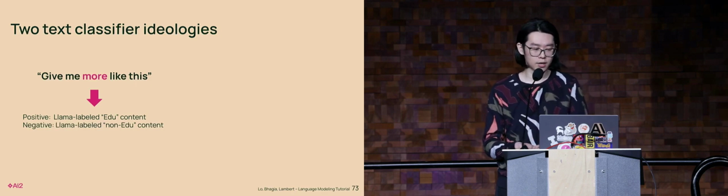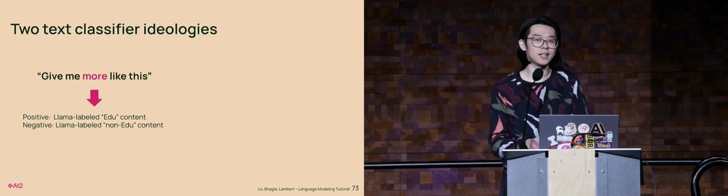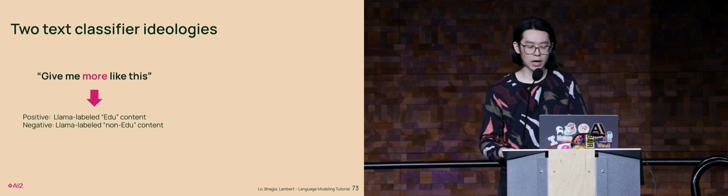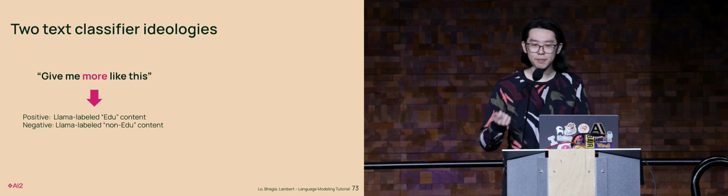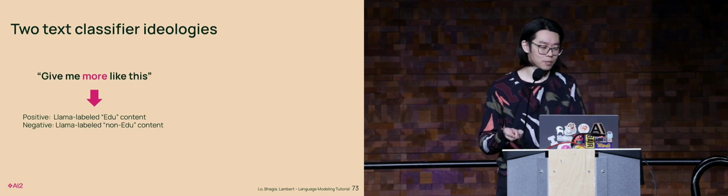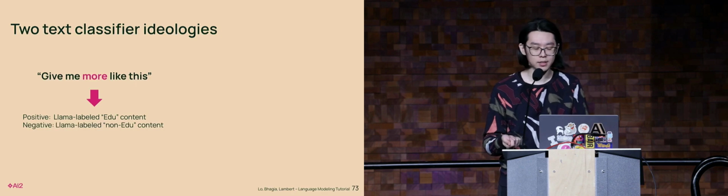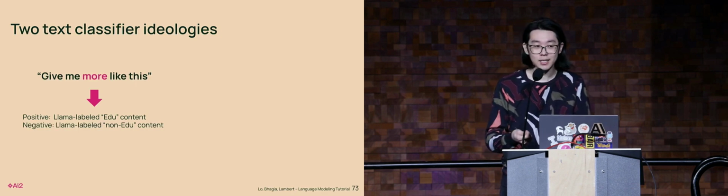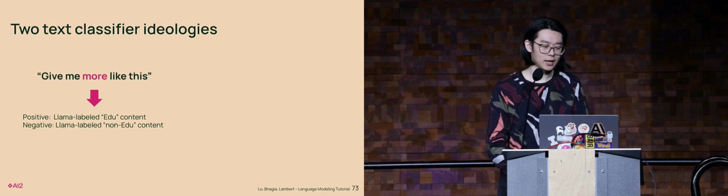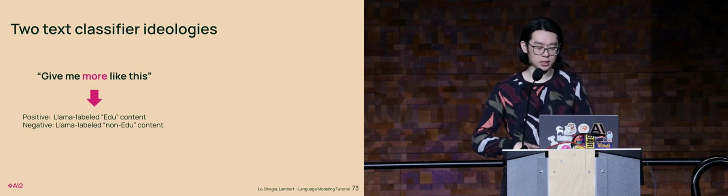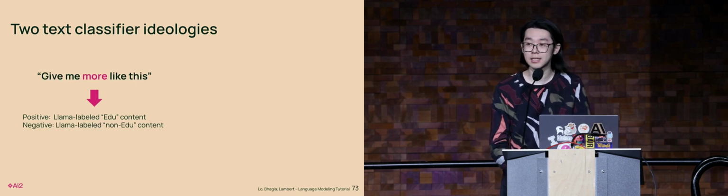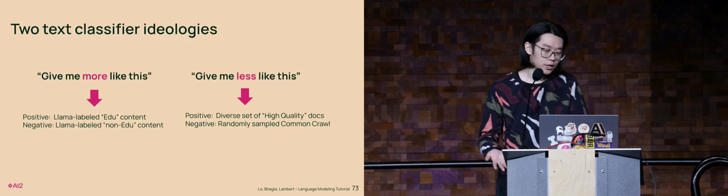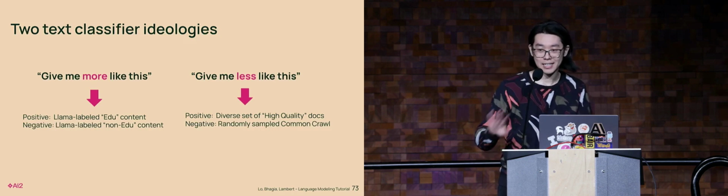You can think about quality classifiers as, give me more stuff like this. And so if you had this ideology, you might define positive stuff as, I'm going to label a bunch of content that I think is good, using a larger model like Llama. This is what FineWeb does. And then for negative, you might use Llama to classify some stuff that I don't think is good, and train a fastText classifier on this. So this is this pattern of distilling from a larger model into fastText and then using this to select data. Or you could think about, no, give me less like this.